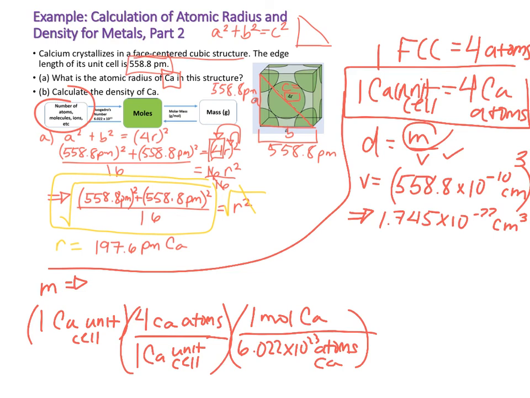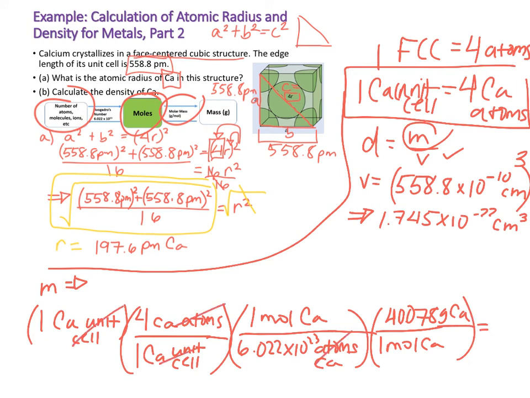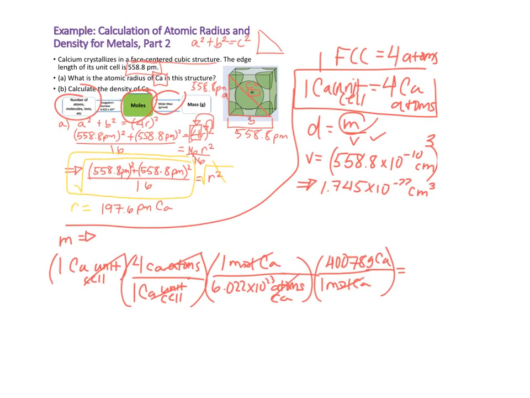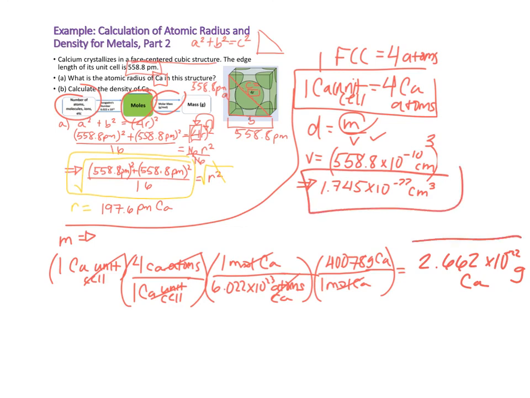From there, we're here now, we will use the molar mass. So the molar mass of calcium is 40.078 grams calcium. So everything cancels out, double check it, make sure you have everything in the correct spot for this dimensional analysis. So for this, you should get 2.662 times 10 to the negative 22, these are some long numbers, grams of calcium. So now we have our volume and we have our mass.